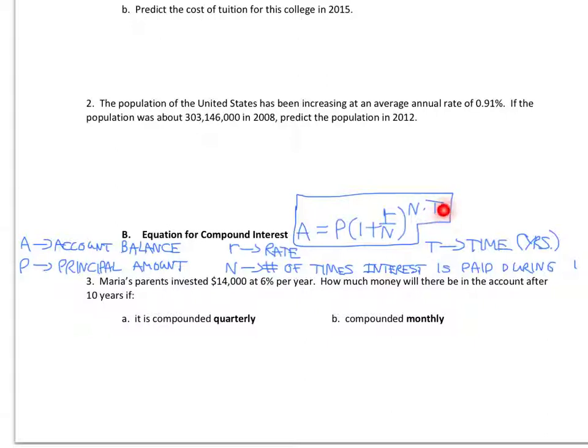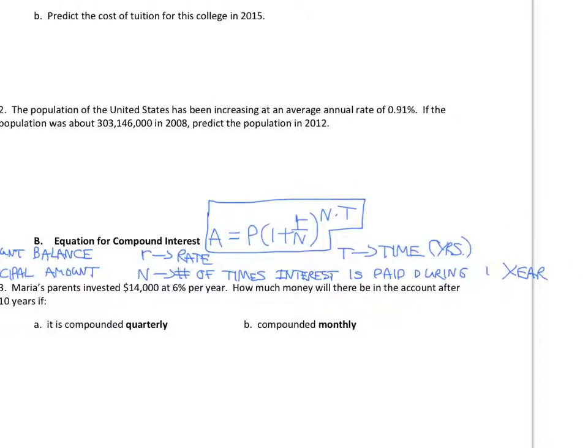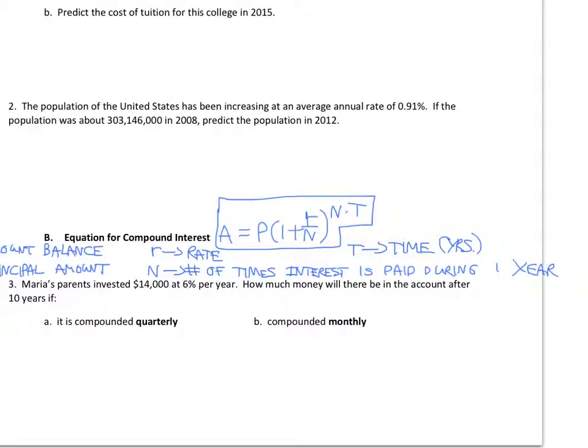I'm going to skip the T. T is the same thing. That's time in terms of years. What's new is this N. N is the number of times that interest is paid during the year. So I'll say during 1 year. For example, if I said your interest was compounded monthly, that means you're paid interest 12 times for the year, so N would be 12.